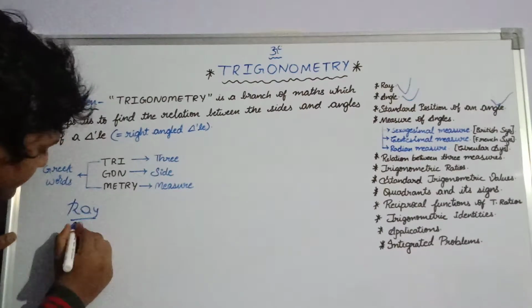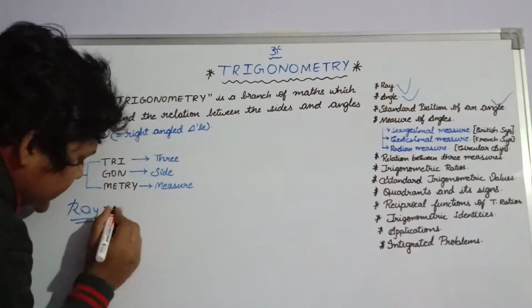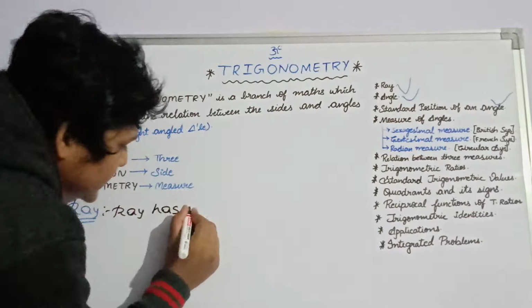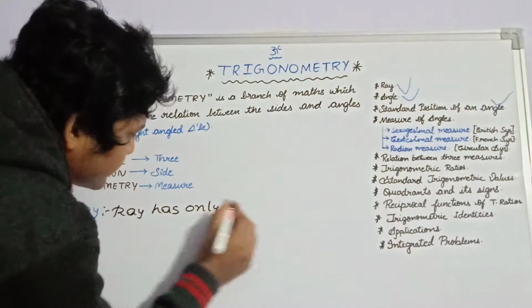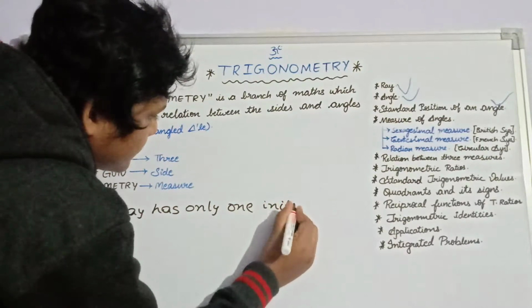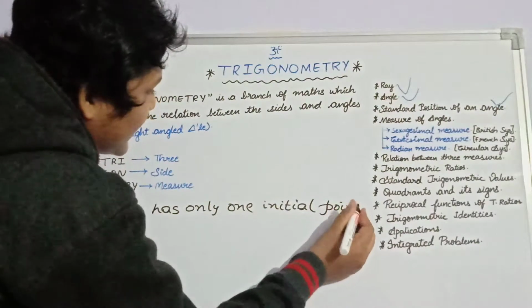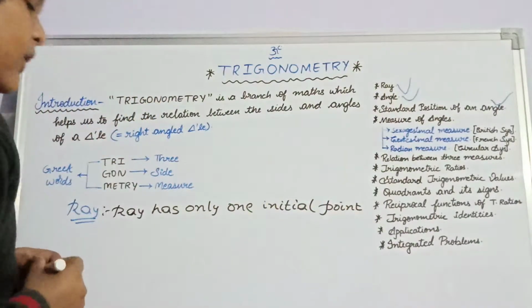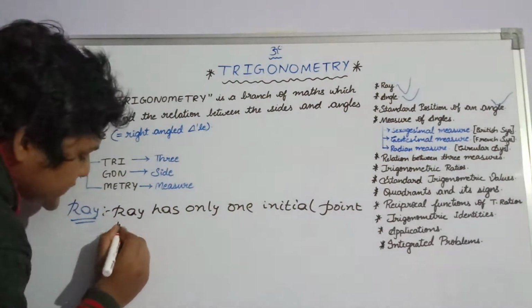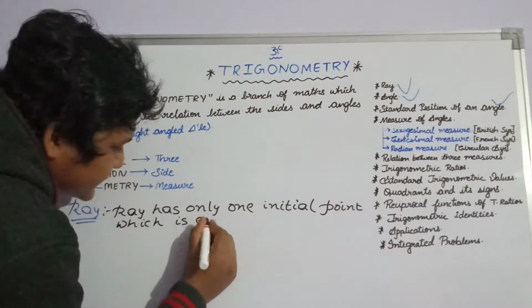Ray. Ray has only one initial point. Please don't mind my handwriting here. Ray has only one initial point which is extended endlessly.